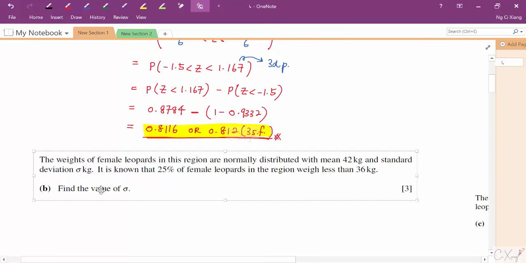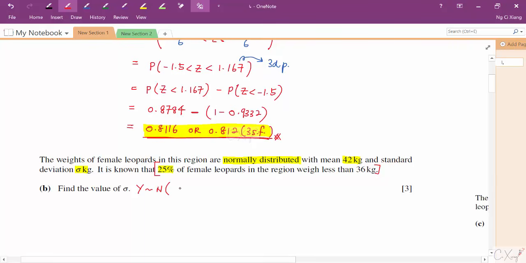Okay, so for part B, we have the weight of female leopards now. In the region, again, you can highlight the keyword normally distributed with this mean and also the standard deviation of sigma, where we don't know the sigma. It is known that 25% of the female leopards in the region weigh less than 36 kilogram. This sentence actually gives us important information, where I will use Y to denote the female leopard's weight.